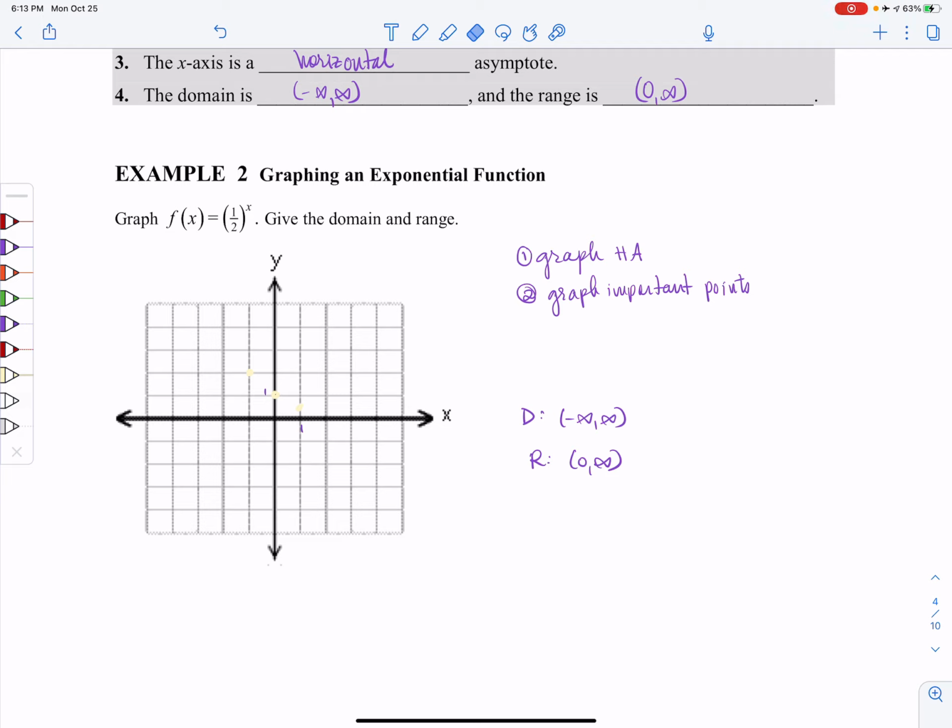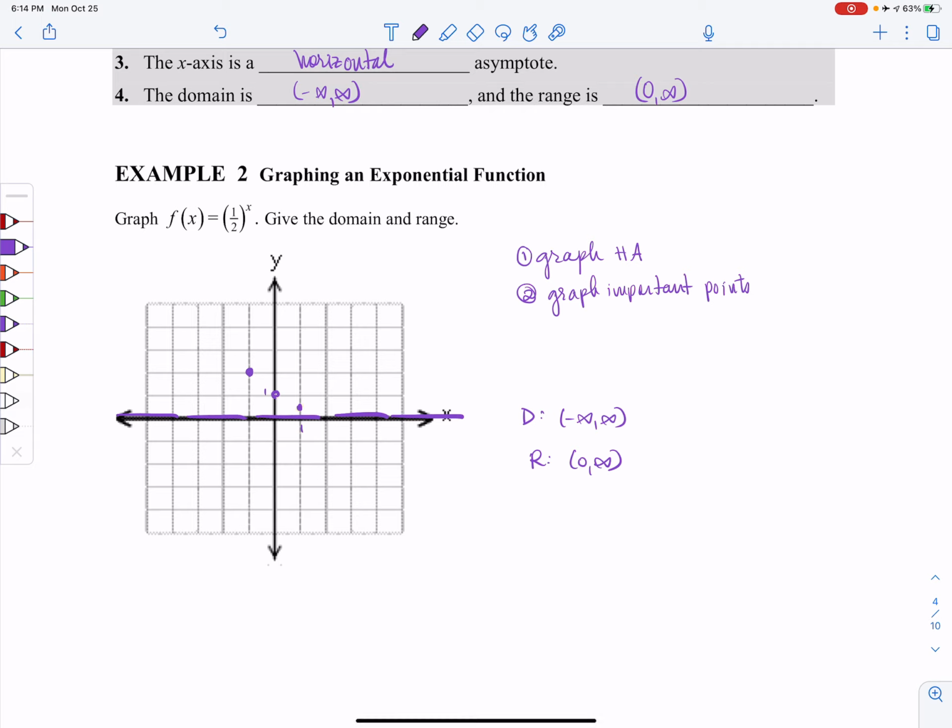We've got the parent. We just drew this one, so we don't need to spend a lot of time on this one. But let's first of all graph our horizontal asymptote. And I apologize that the x-axis is so bold. And then we want to graph our important points. So we have the coordinate 0, 1. We have the coordinate 1 base, so that's going to be 1, 1/2. And then we also have the coordinate -1 reciprocal, so that's going to be -1, 2.